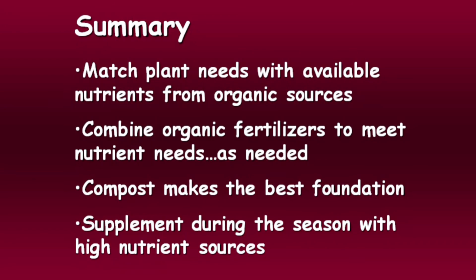So in summary here, we want to match plant needs at a particular time with available nutrients from organic sources. Combine organic fertility sources to meet the nutrients required as needed. You need some kind of a gauge to tell you how much you need. You can look at the plants, and with a little practice, you can tell what's wrong with them. Or you can have tissue analysis run, which is the best way. And then that tells you exactly what you need, and you can go right out and remediate that.